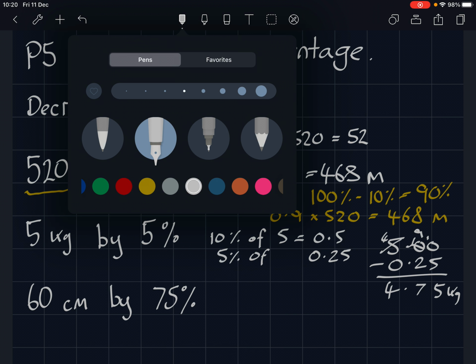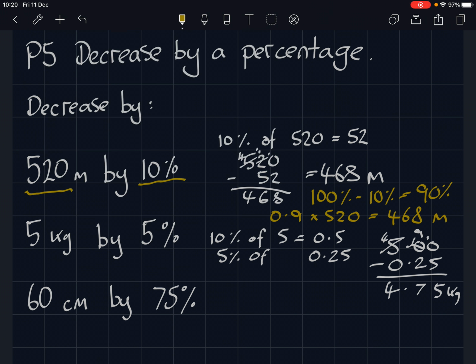Again, we could do this as a decimal multiplier. We start off with 100%, we take off 5%, that will leave us with 95%, 0.95 times 5 kilograms.